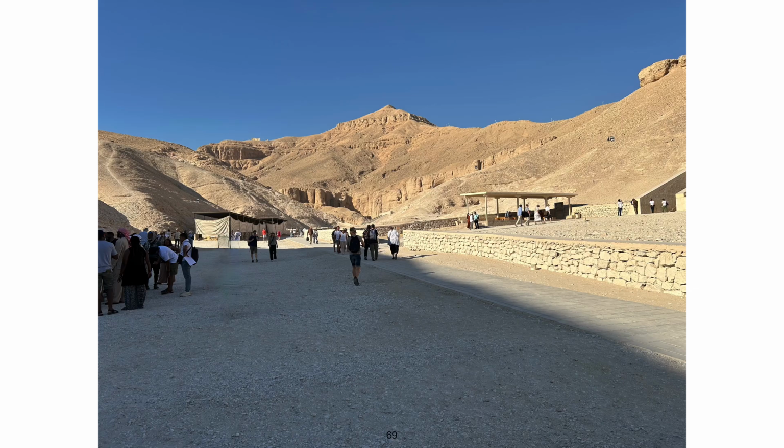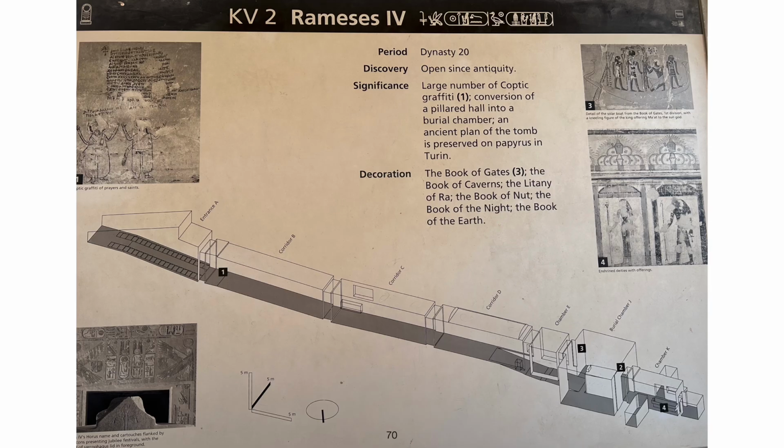So now we're moving to the Valley of Kings. This is located near Luxor. It holds over 60 royal tombs, all dating from the time of the New Kingdom. And the first tomb we visited was that of Ramses IV. And this is a schematic of the tomb. And it wasn't as big as some of the others, as you'll see.